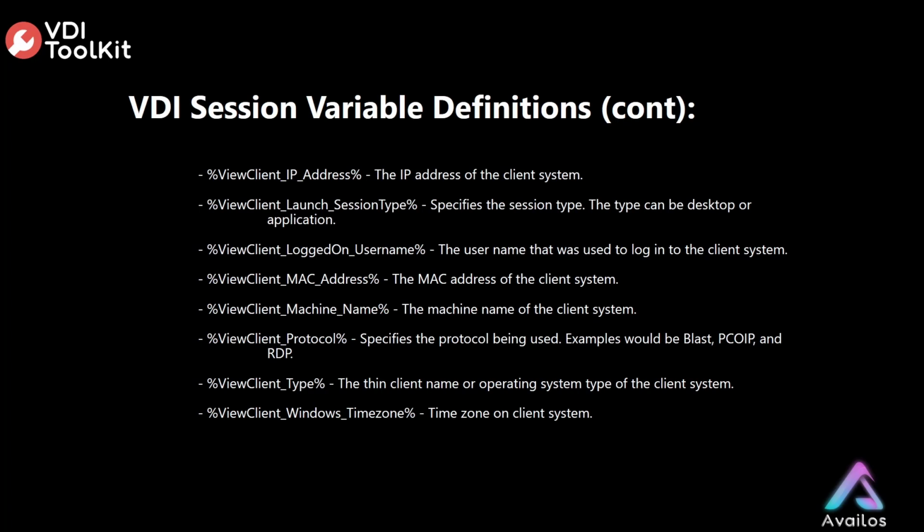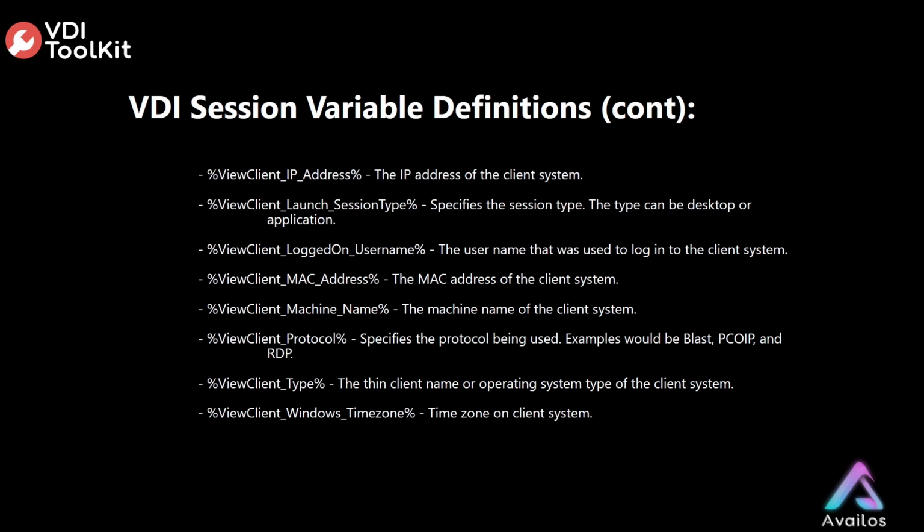View client logged on username, that's the username that was used to log into the client system. So you can actually see the username of what they used to log into the computer and what they're logged in as before they log into the virtual desktop. We have the view client MAC address, which is the MAC address of the client. The machine name is the host name of the client system.